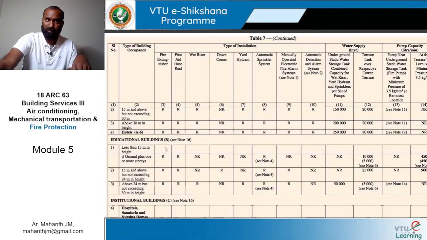It is interesting to know fire extinguishers is going to be there as a part of the requirement, fine. Fire aid hose reel needed, fine, because we have a couple of stories here. Whereas if you see the 15 to 24 height limit also, wet riser was not required, whereas once it exceeds 24 meters, the wet riser is required. Why do you think suddenly somebody says 24 and plus, I need a wet riser? It's very simple reasoning and common sense.